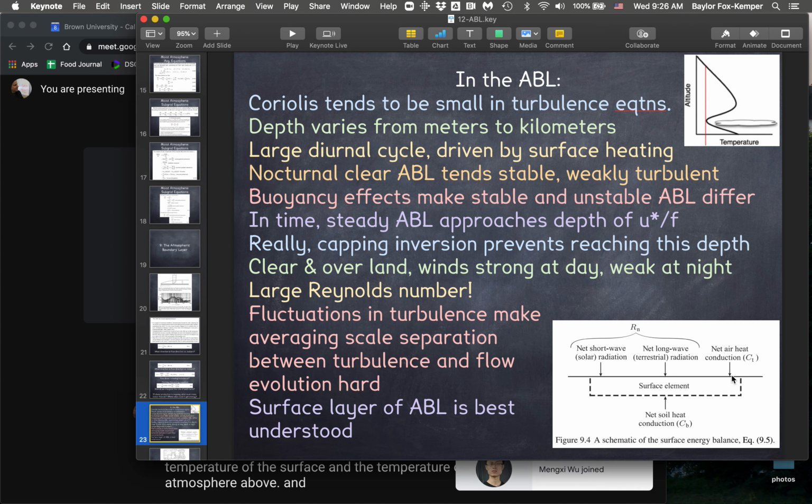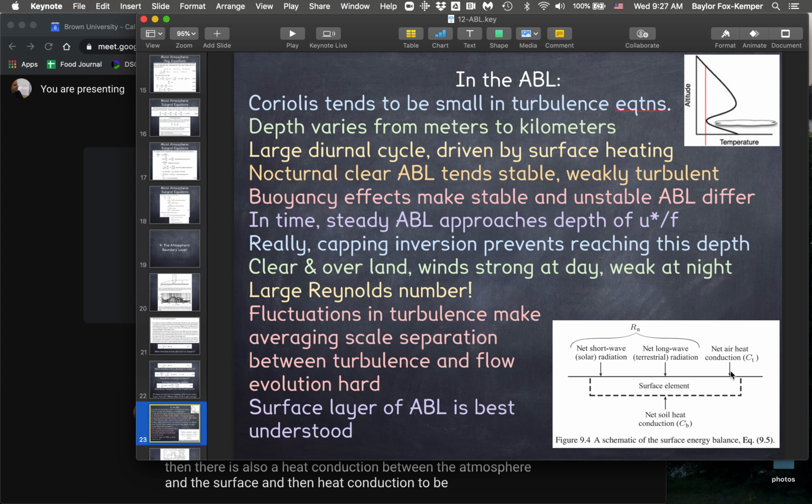And then there is also a heat conduction between the atmosphere and the surface. That heat conduction could be sensible, temperature to temperature contact, or, if we're thinking about virtual temperature here, it could also be latent heat exchange. So evaporation of water at the surface tends to bring latent energy exchange between the two. And then a small amount over land, but none of the energy could be lost from this surface element down into deeper soil.